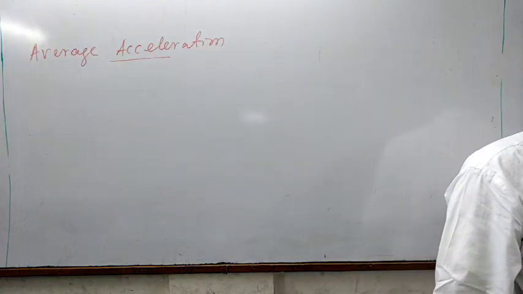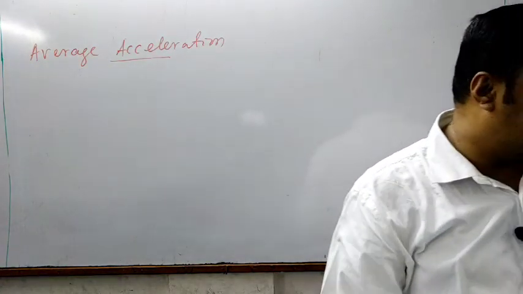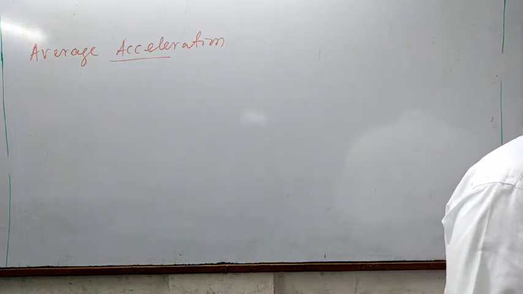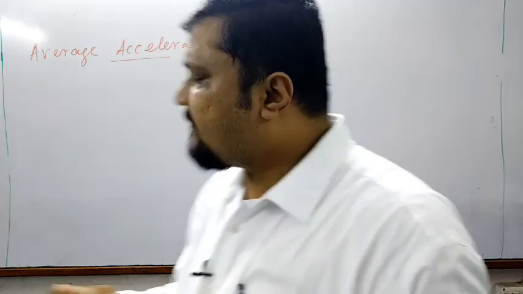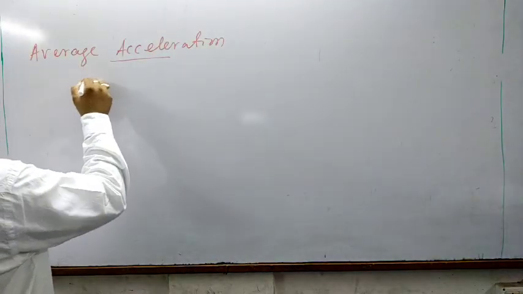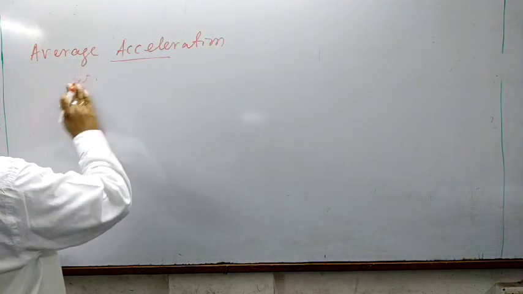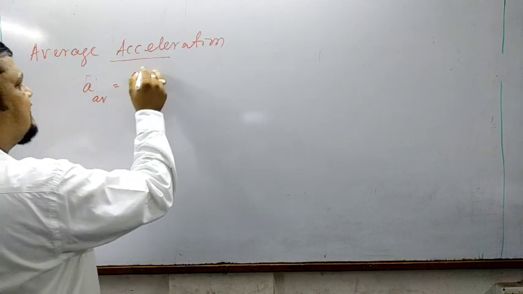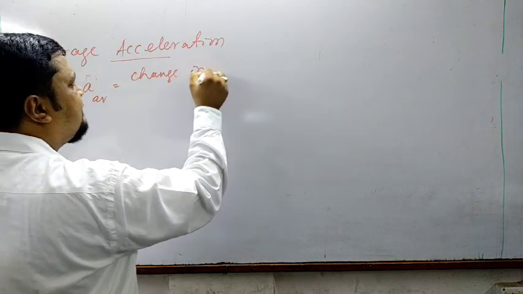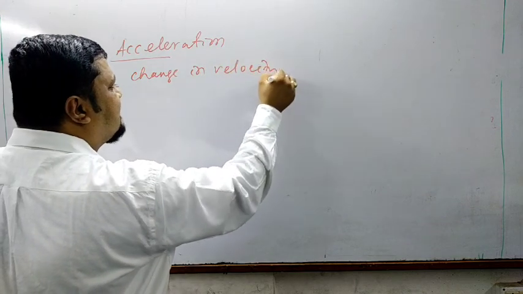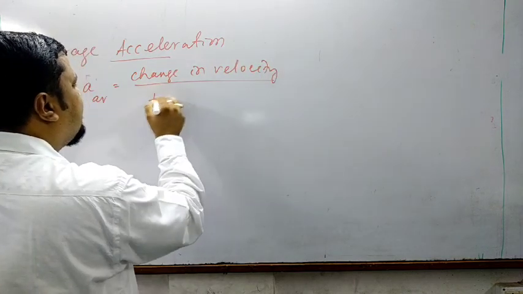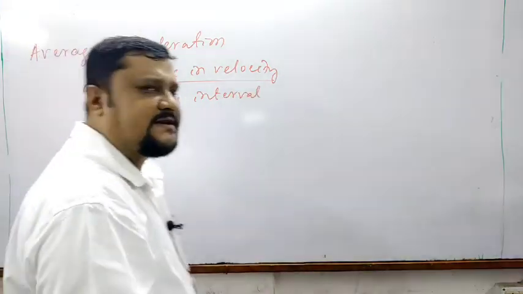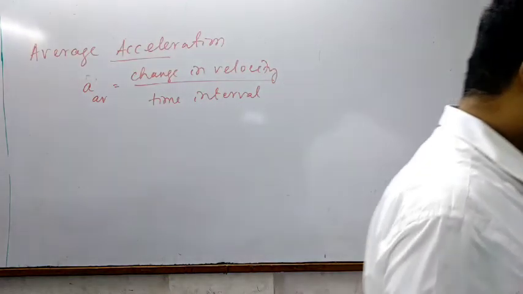Suppose v1 and v2 are the velocities of an object. I will write the formula for average acceleration. A average is the change in velocity divided by the time interval, that is, the time interval in which the change in velocity occurs.